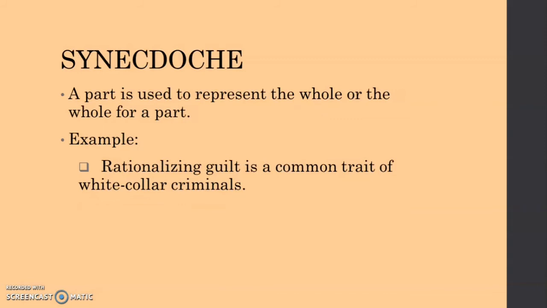Synecdoche. This is a figure of speech in which a part is used to represent the whole or the whole for a part. Example: rationalizing guilt is a common trait of white-collar criminals.